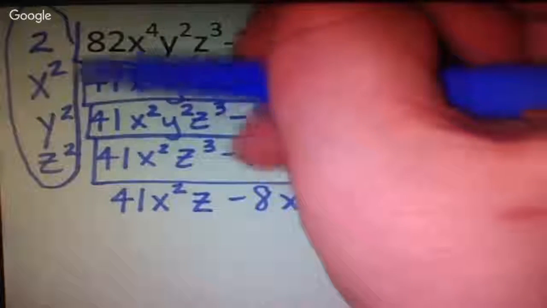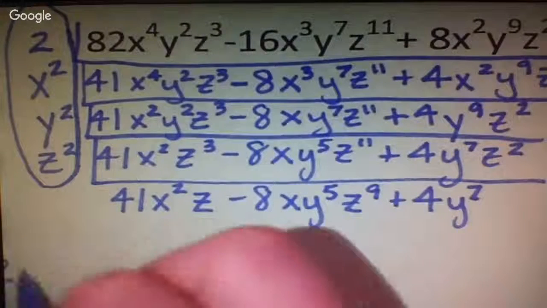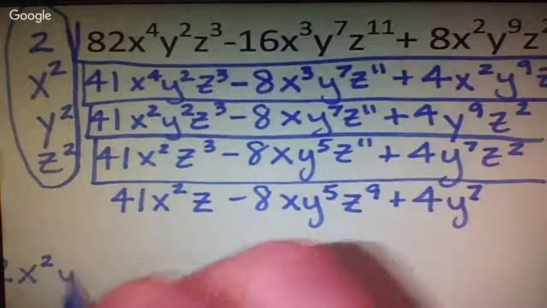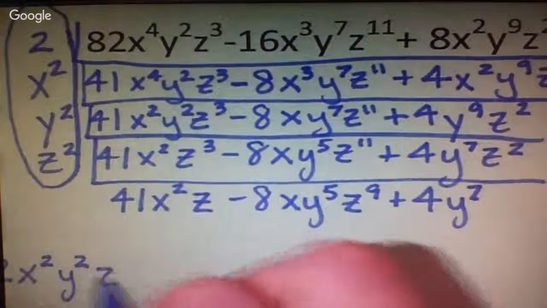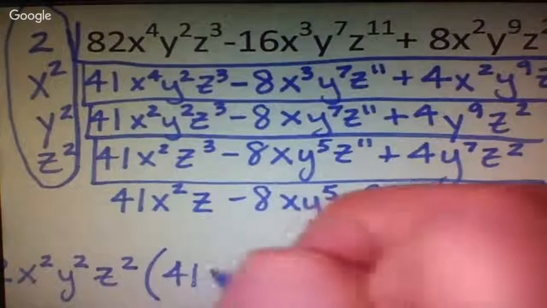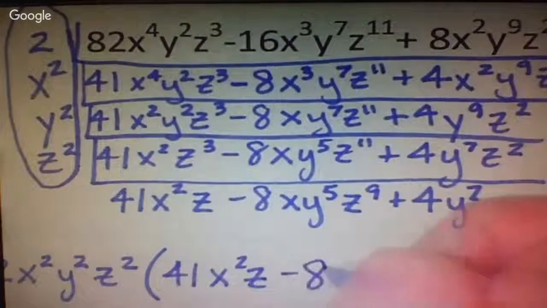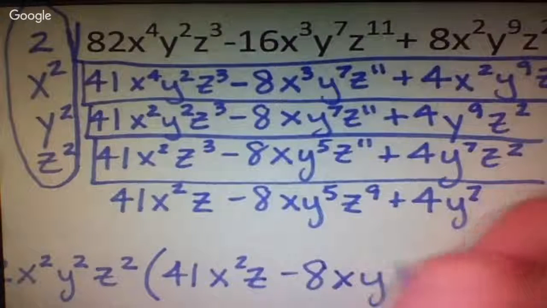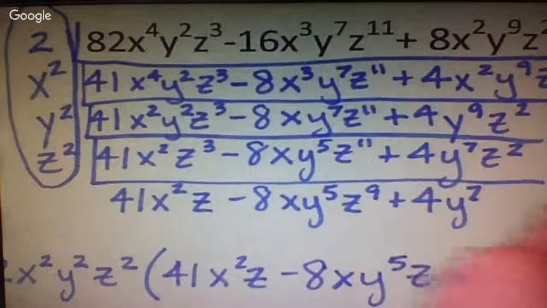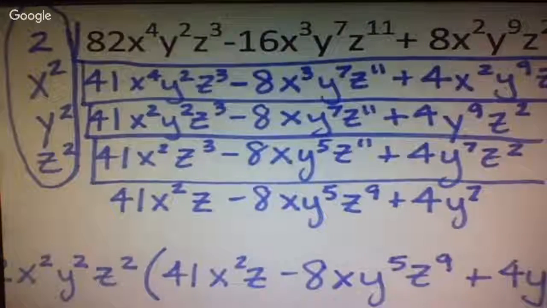Okay. Your greatest common factor is everything on the left. So 2x squared, y squared, z squared, times 41x squared z minus 8x y to the fifth, z to the ninth, plus 4y to the seventh.